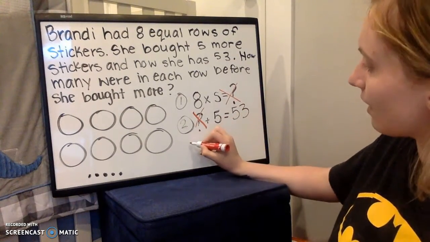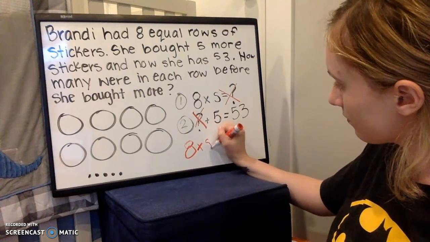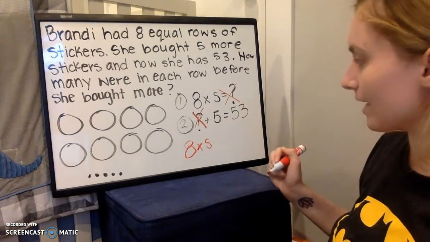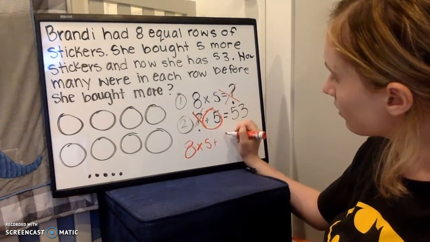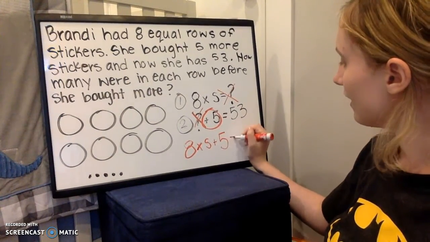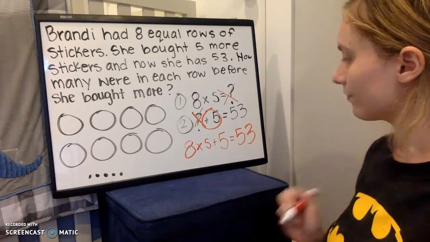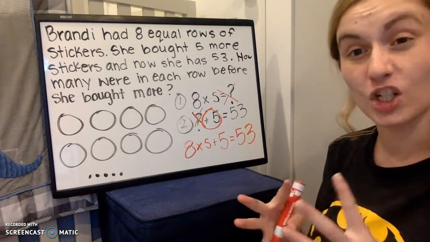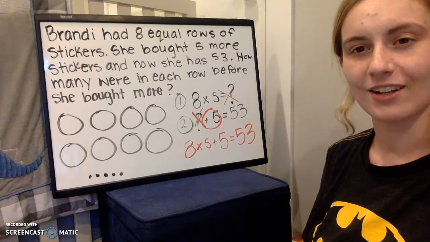So I have 8 times S, plus 5, because I didn't cross that out, equals 53. Now that we've smushed them together, let's solve. I'm going to erase, and then we'll solve this together, okay?